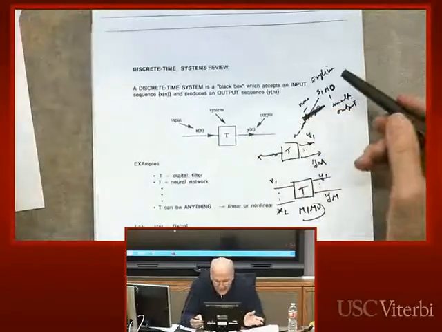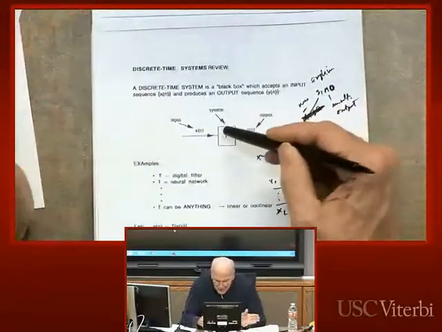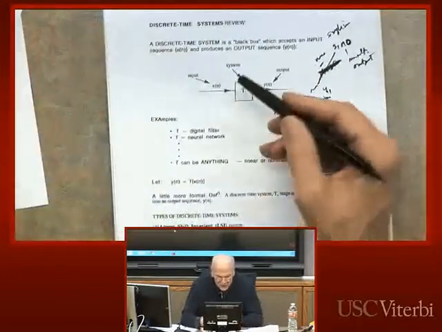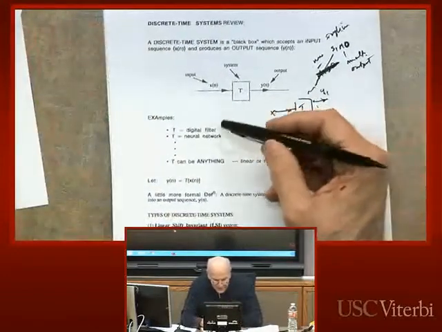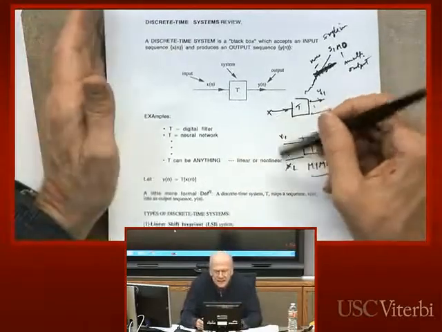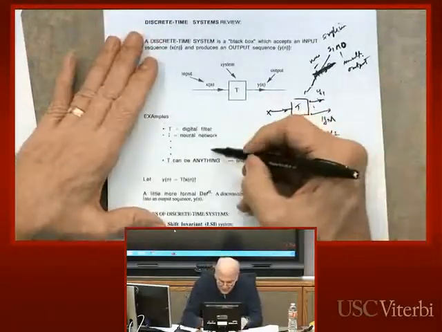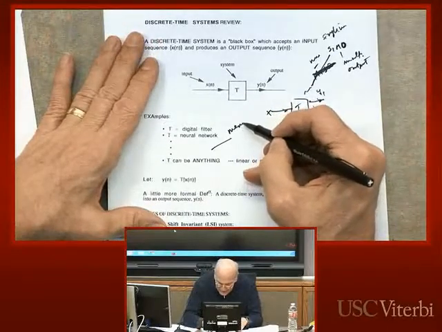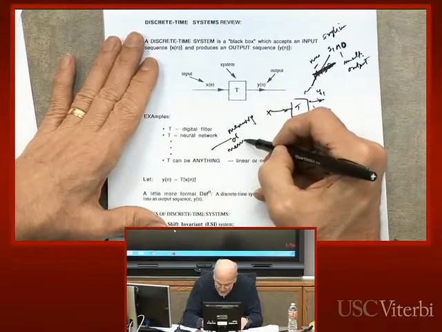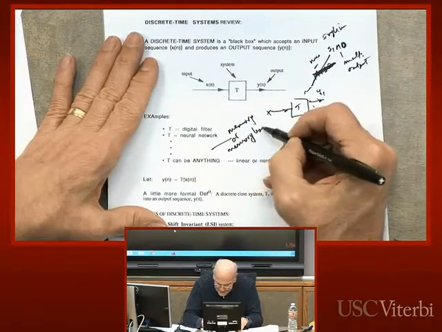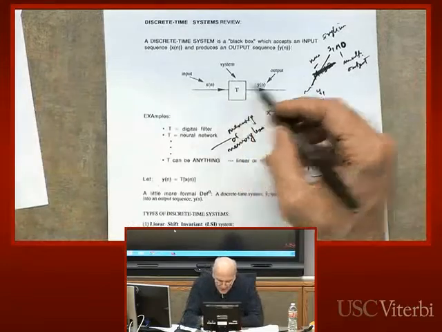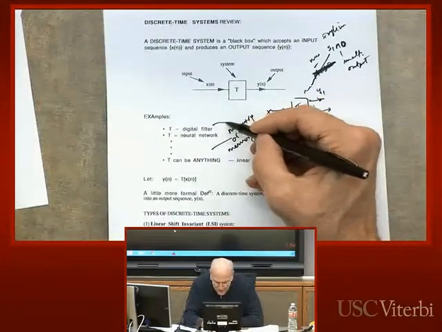And what are some examples of this box with a T in it, capital T? Examples abound. There are digital filters. T could be a neural network. Basically, T can be anything. It can be linear or nonlinear. It can be with memory, or what we would call memoryless. That's one to get used to.